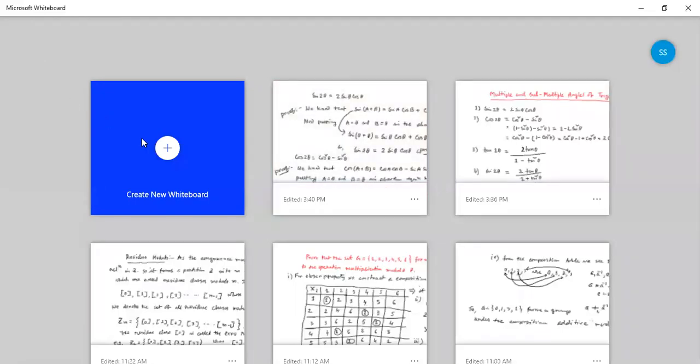Now the next proof is tan of 2 theta. Tan 2 theta is equal to 2 tan theta by 1 minus tan square theta. We have to prove this. Proof.